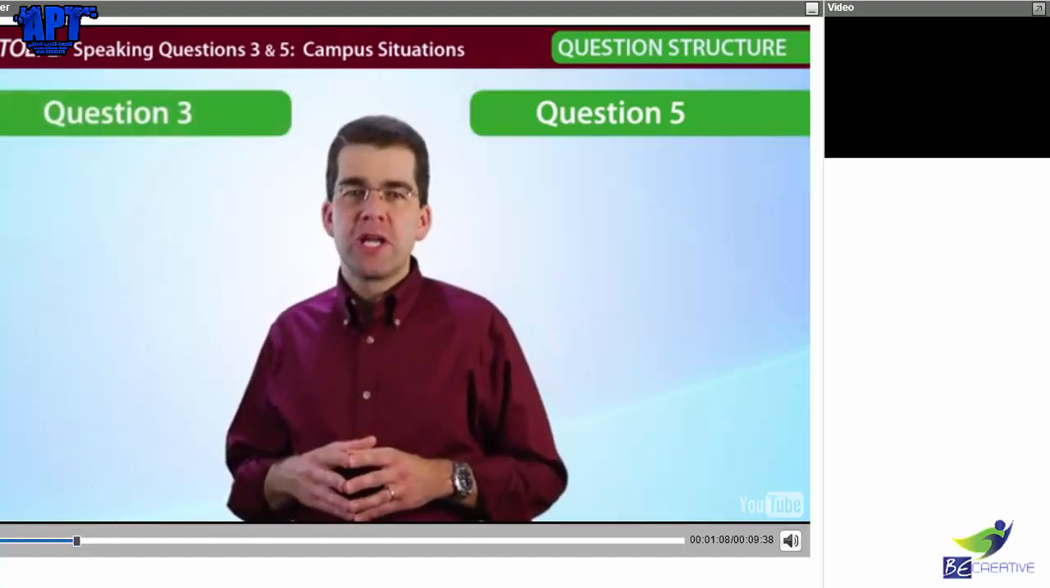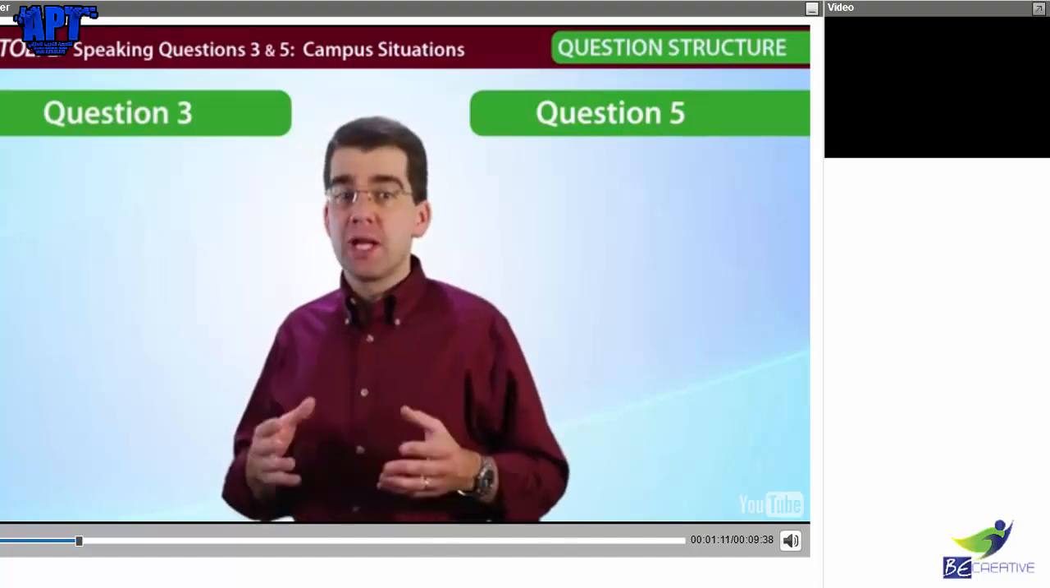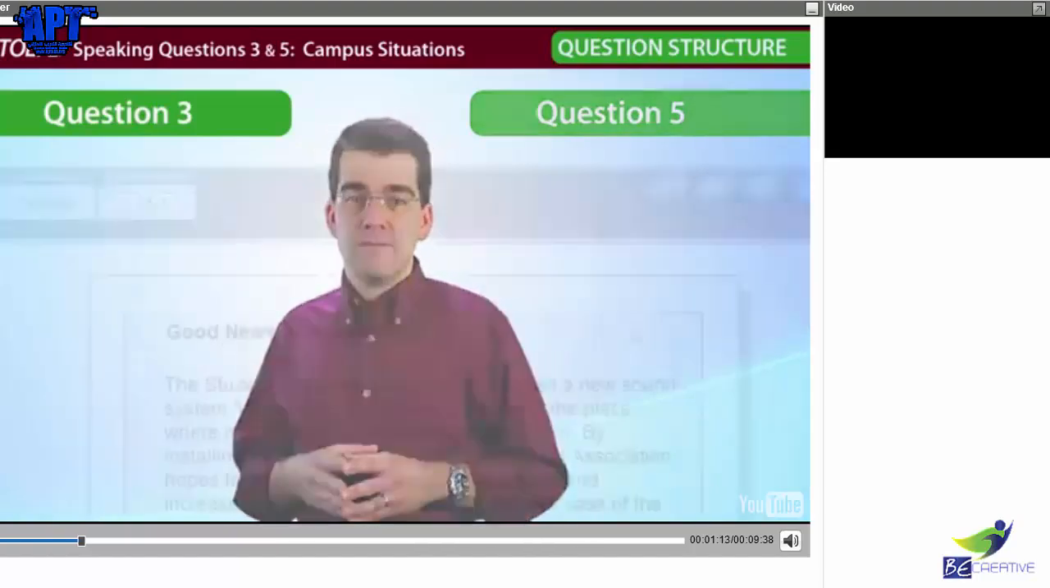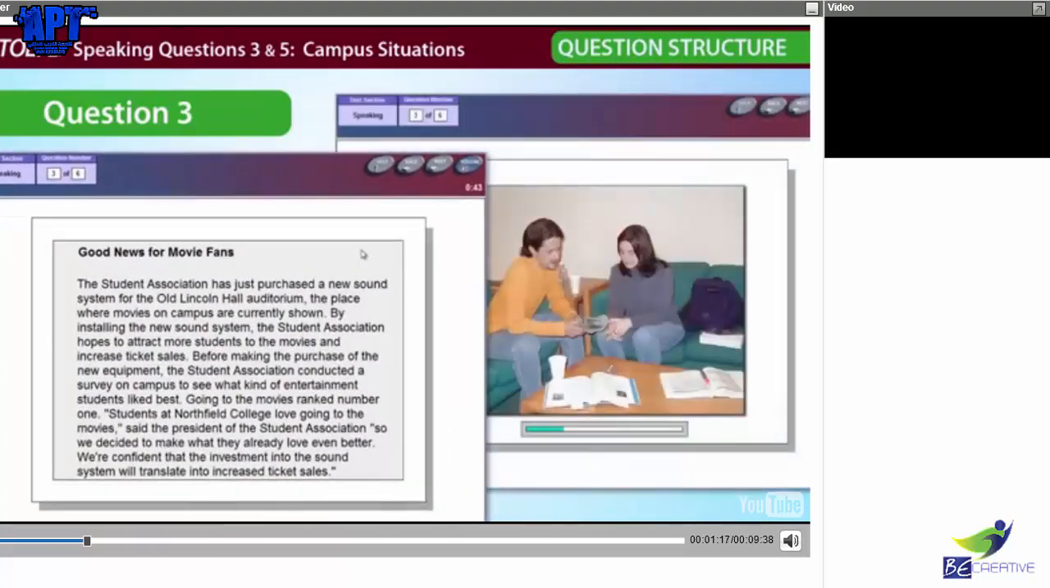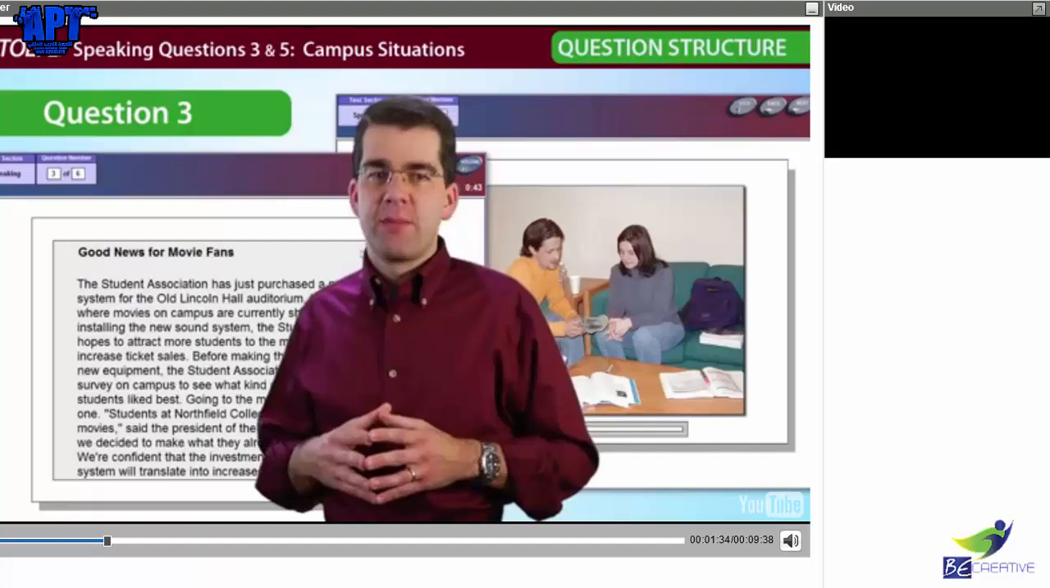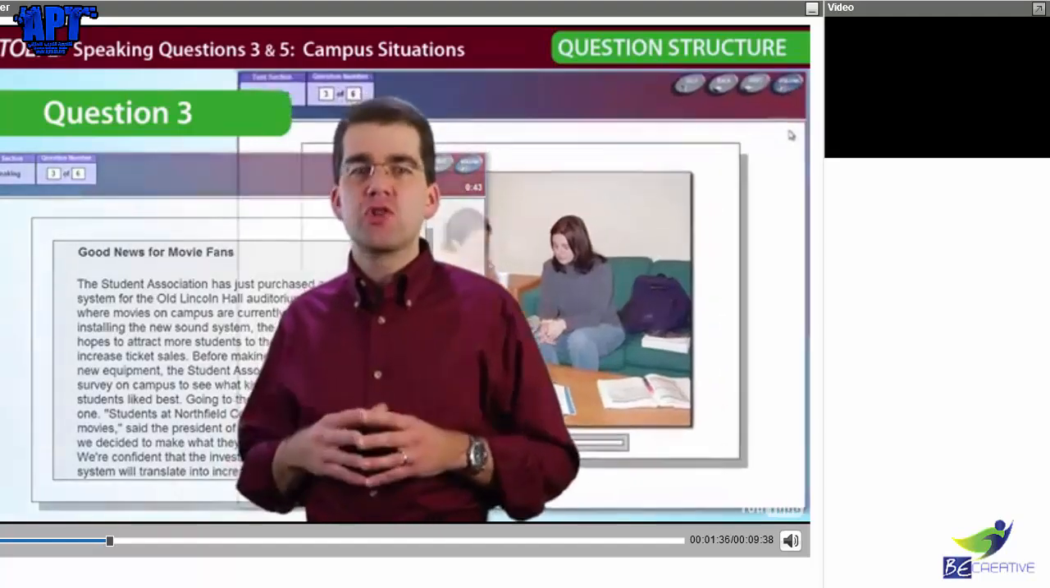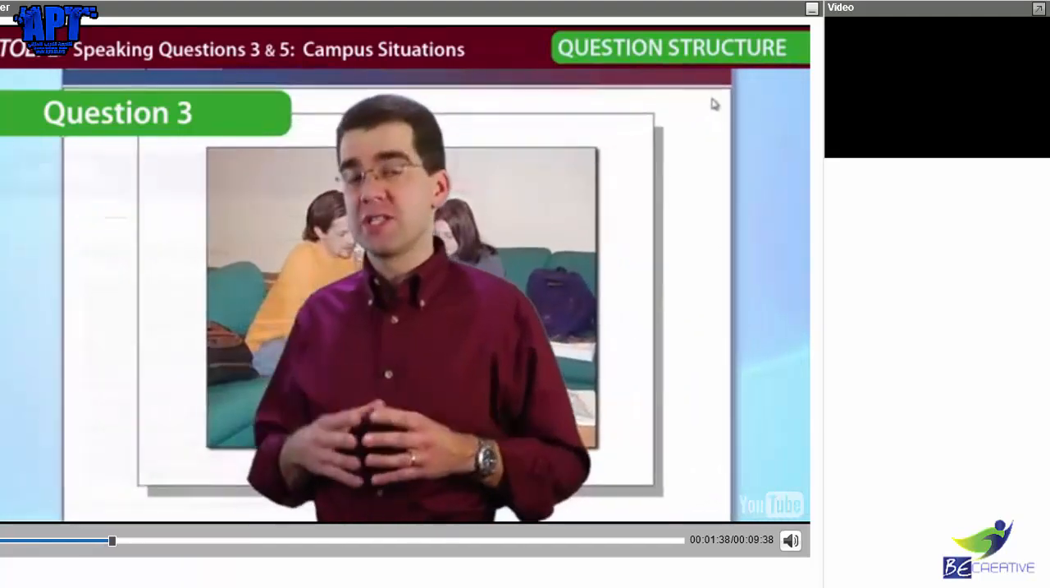Now let's look more closely at what these campus situations questions look like and what they will be asking you to do. For question 3, where you have both reading and listening passages, you will be asked what the opinion is of a speaker in the listening passage. And you'll need to explain how that person's opinion relates to the issues presented in the reading passage. So you're essentially summarizing and combining information from two sources. Here's an example of this type of question. This one is about the student government's decision to buy a new sound system.